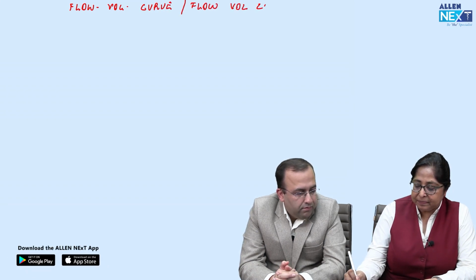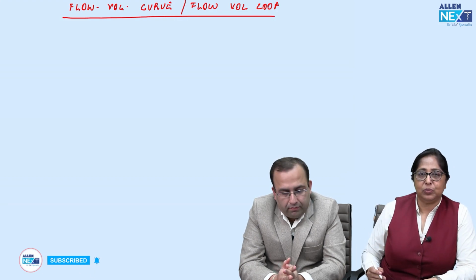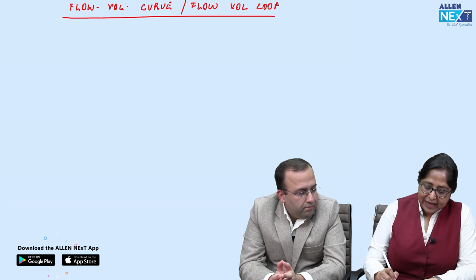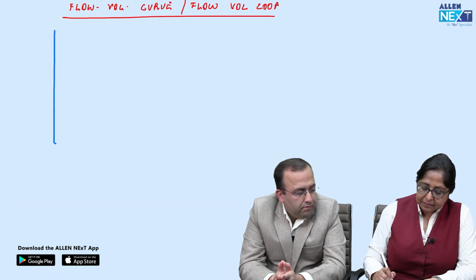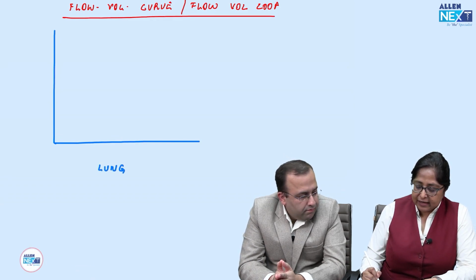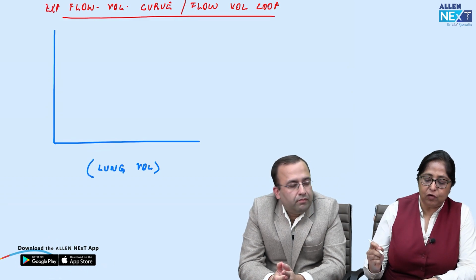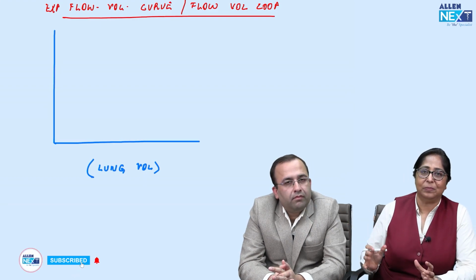Now, a little bit about what you understand by a flow volume curve or a flow volume loop. Let's try and understand that. This is also a very important investigation, especially when you're trying to rule out or trying to distinguish between obstructive and restrictive. Now, what happens here is we take the lung volume on the x-axis. This is in liters. So I'm going to talk first about an expiratory flow volume curve, and then I'll tell you what is a loop.